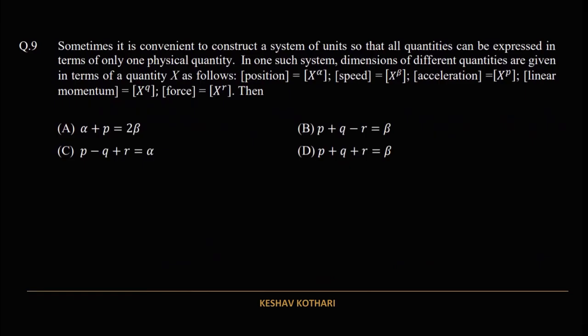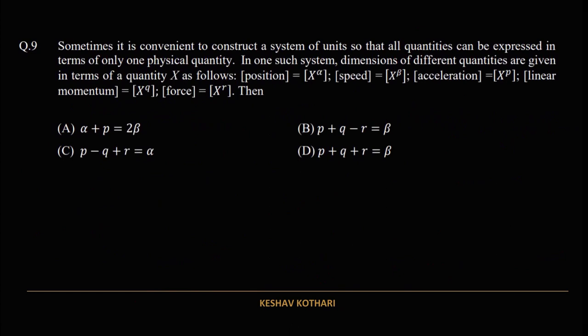It is based on dimensional analysis. The problem states that sometimes it is convenient to construct a system of units so that all quantities can be expressed in terms of only one physical quantity. In one such system, dimensions of different quantities are given in terms of x as follows. Position is represented as x to the power alpha, speed as x to the power beta, acceleration as x to the power p, linear momentum as x to the power q, and force as x to the power r. So we have to establish a relation between them.